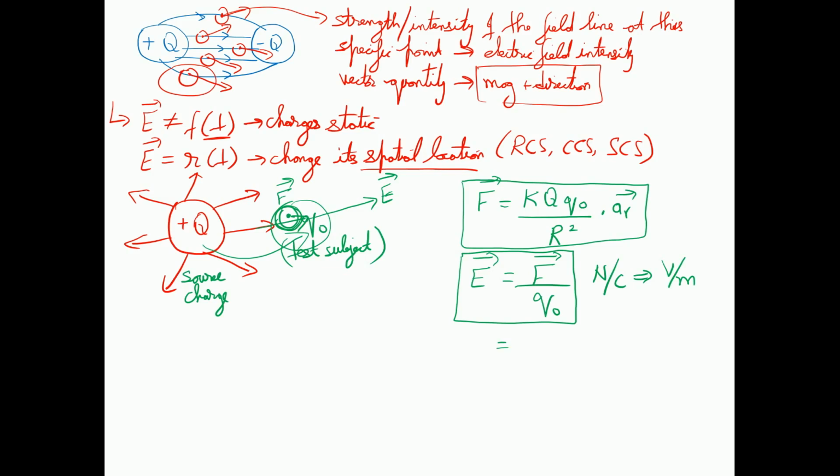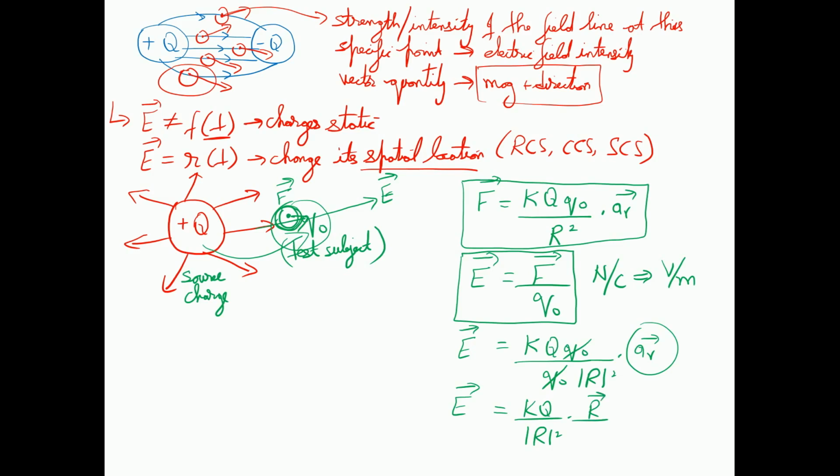So we can further simplify the electric field equation into a more representable form. The force applied is K Q Q naught divided by R absolute square, so we get the positive value, multiplied by the unit vector a_r. So Q naught in the numerator and denominator cancels out, and the electric field intensity in vector form is K Q divided by epsilon naught R square, into, if I write the value of the unit vector, R divided by the absolute value of R, in volts per meter.